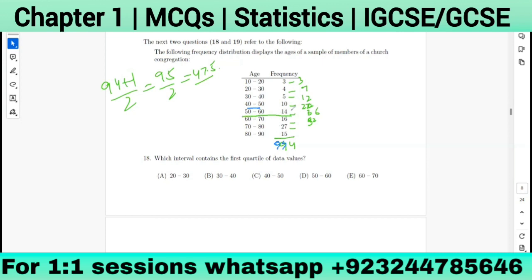Well, won't it be this one? 50 to 60? Yes, 50 to 60. Then at this one, 40 to 50 gives 22. 3, 7, 12, 22. Then it's going above the 36, which is coming near to the 47.5 value. So the 50 to 60 interval. Agree? Yeah.